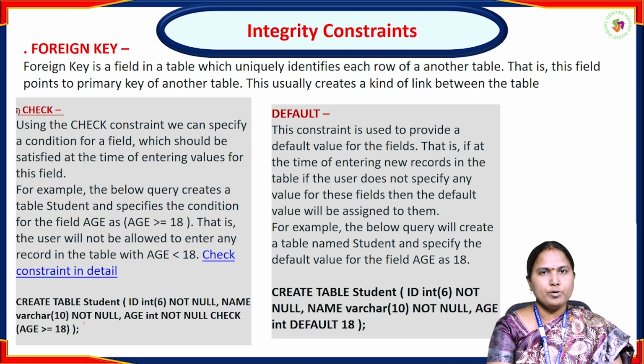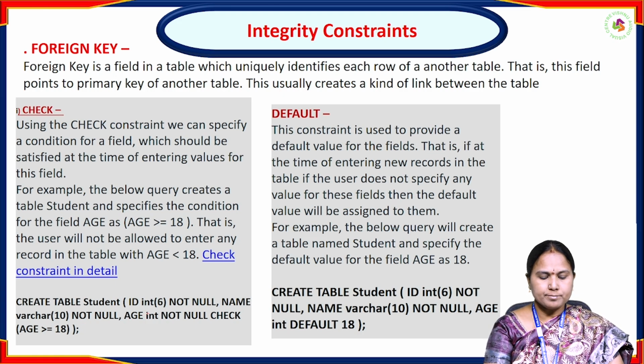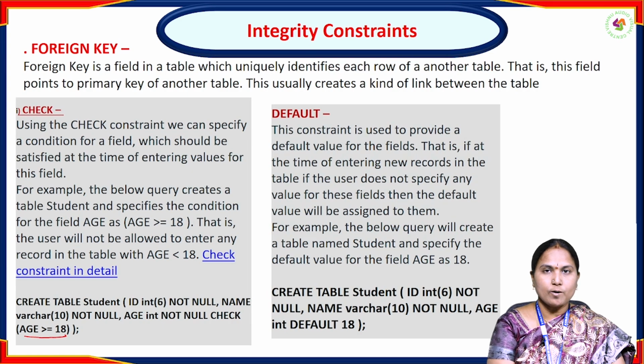See here, if you want to create a student table: ID, integer data type, size 6, not null constraint; name varchar of 10, not null. Coming to this one, age, int data type, not null. Definitely you should define with some value, and you check age greater than or equal to 18. What age value you are inserting, that value must be greater than or equal to 18. Those values only acceptable under age column.